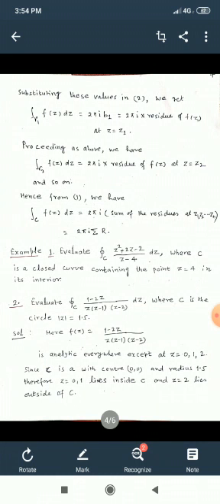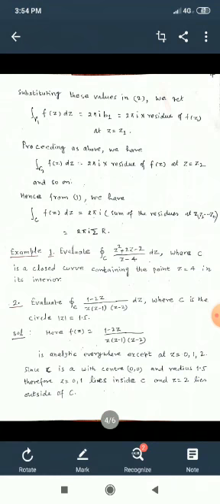So using this theorem, we evaluate the following examples. Number 1: evaluate integral over C of (z square plus 2z minus 2) upon (z minus 4) dz, where C is a closed curve containing the point z equal to 4 in its interior. This example is very simple, so you can calculate it yourself. So I am going to the next example.